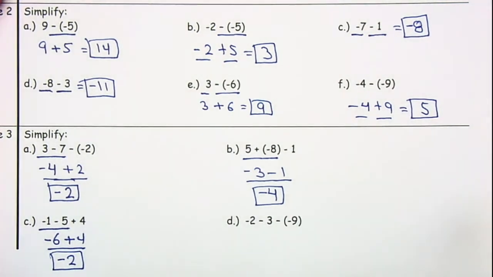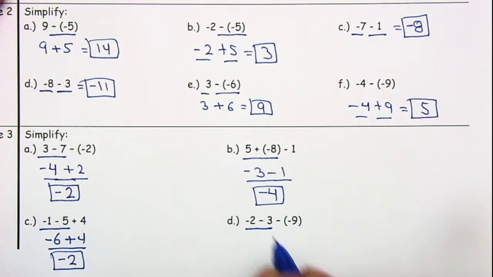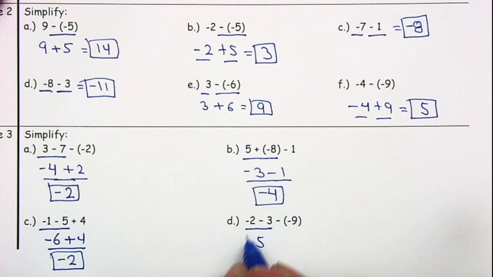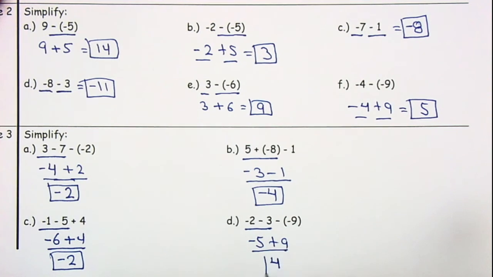Letter D. Simplify those two from left to right. Negative 2 minus 3, same sign. That's a negative 2, that's a negative 3. I'm going to add. I'm going to keep the sign of the bigger number. The bigger number is a 3, so I'm going to keep the negative. I'm going to rewrite this as a positive 9. Different signs. Negative 5 plus 9 is 4. I subtracted, and I kept the sign of the bigger number, which is a 9, so I make it positive.